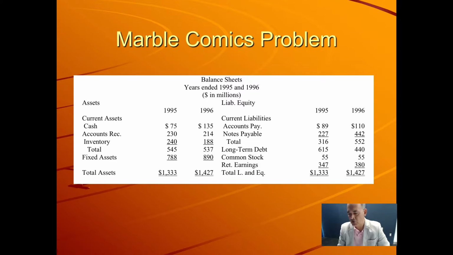Okay. The long-term debt is 440, the common stock 55, and retained earnings is 380. The full amount of total assets is 1,427. Okay. So please pay attention to this.